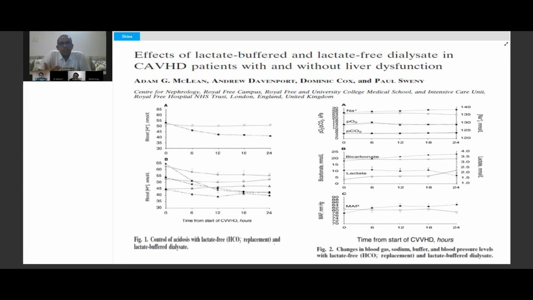They found that the blood hydrogen ion concentration reduced rapidly when you use a lactate-free solution. They also found that acidosis improved rapidly in a lactate-free solution. The BP and the inotropic requirements also slightly improved when you use lactate-free solution.